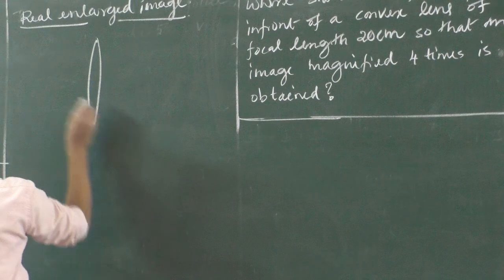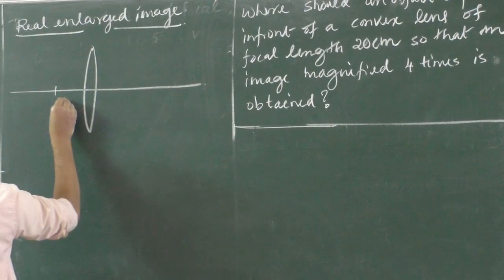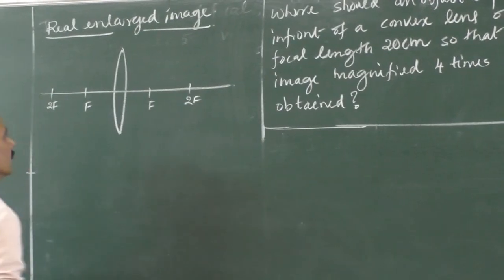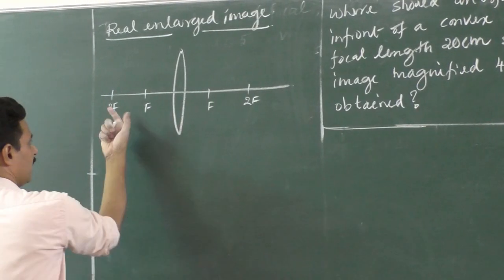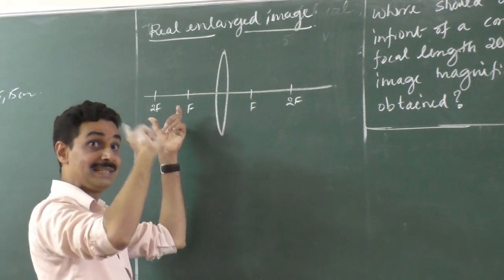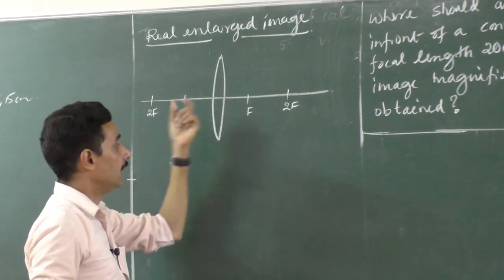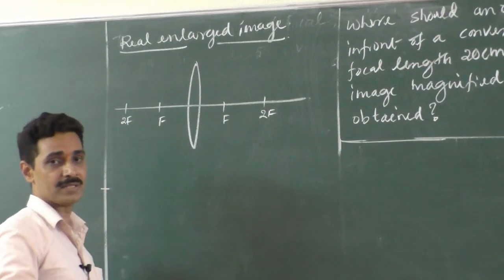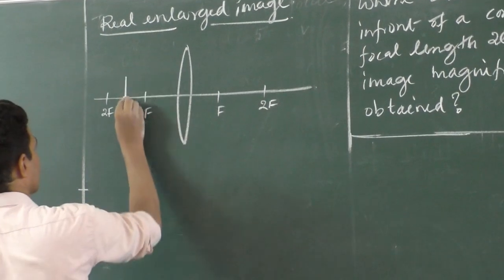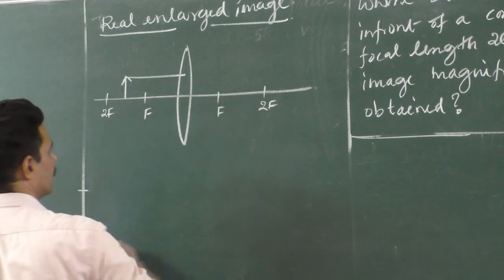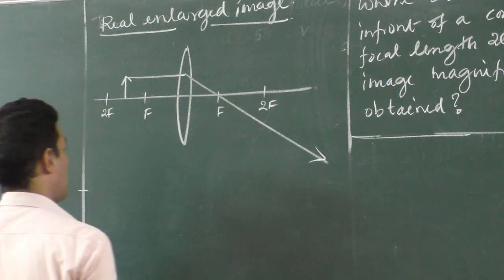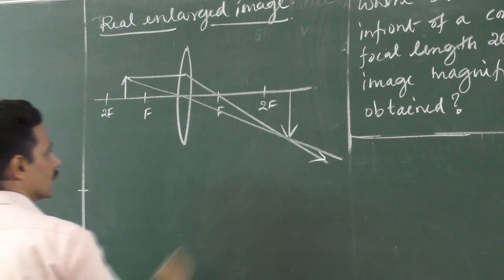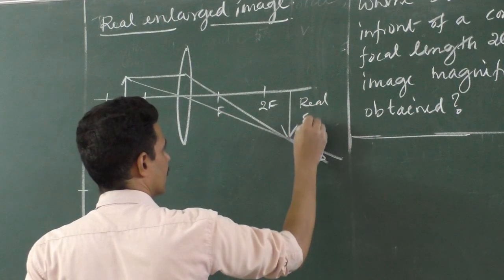Here will be a convex lens, the principal axis, focus, double the focus, focus, double the focus. Take an object, and you know that in the mirror, anything between f and 2f, f and c, is smaller, anything away from 2f is larger, whether it is object or image. Anything away from center is larger. So, I will keep an object between f and 2f. One ray parallel to the principal axis passes through the focus. Another ray through the optic center moves like this. This is the enlarged image. So, this is real enlarged.